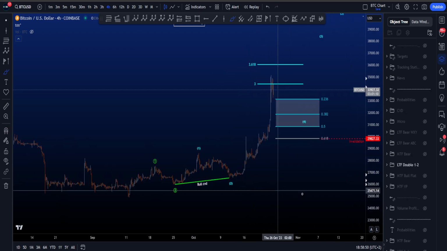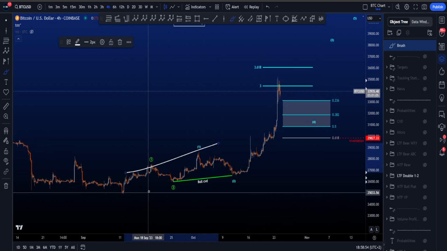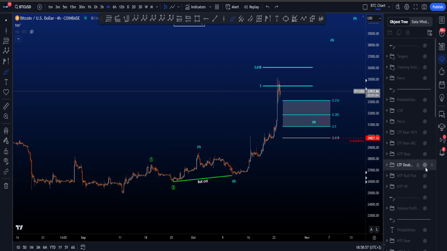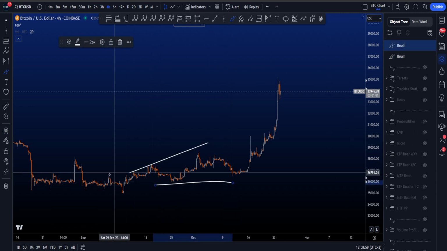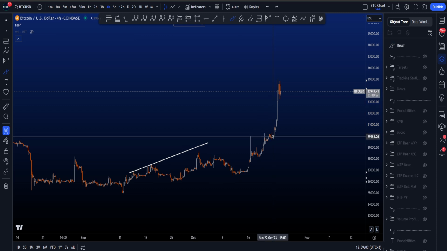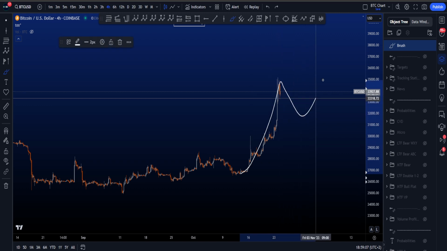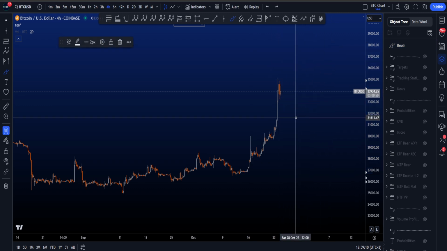Now, another scenario that I still have in the back of my mind is this somehow being still some sort of a diagonal structure, where we have a diagonal for wave 1, then a 2, and eventually continuation to the upside in a wave 3. Doesn't really change too much. It's just that eventually after 3, you still expect a 4 and a 5. So that's something to continue to look out for.